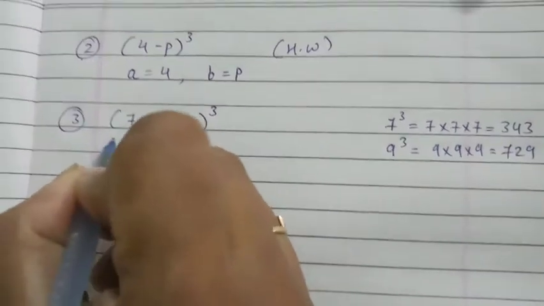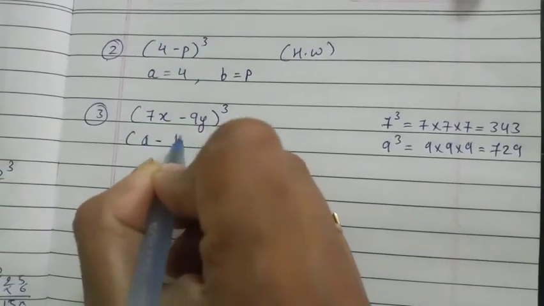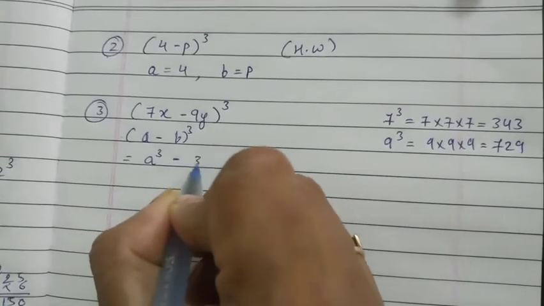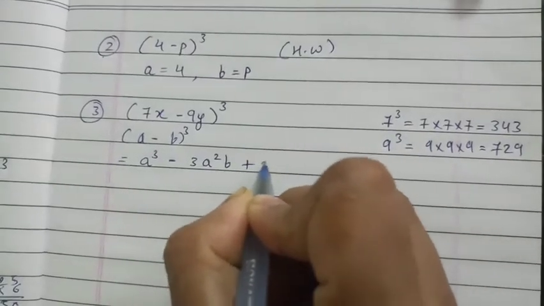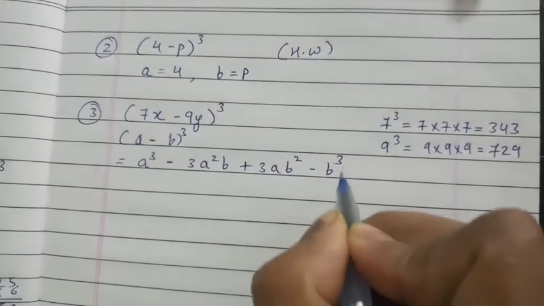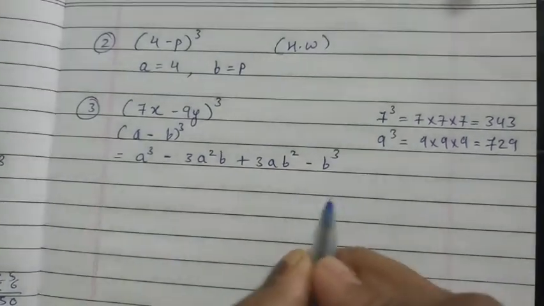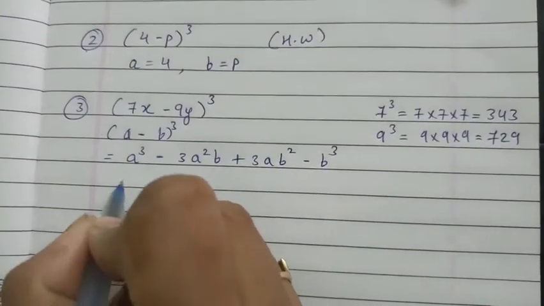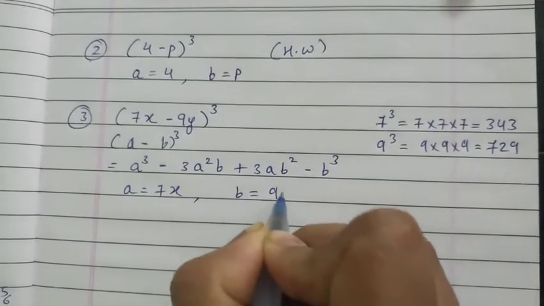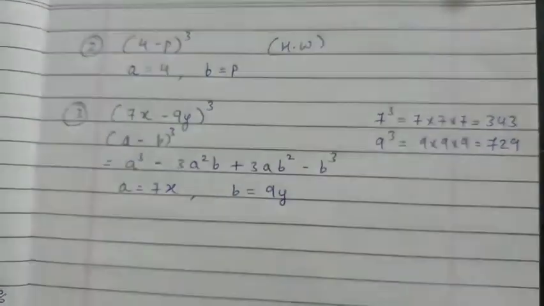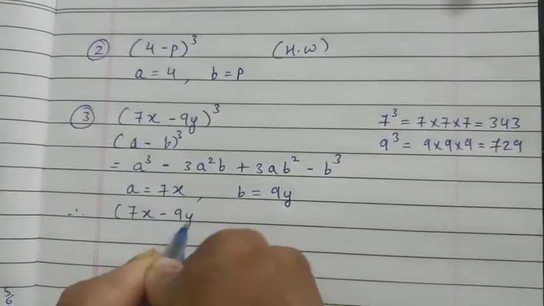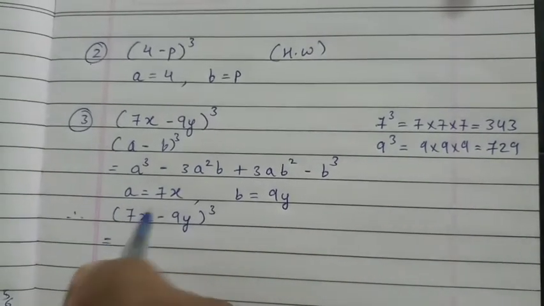Now we will put the formula. We have (a − b) whole cube equals a cube minus 3a square b plus 3ab square minus b cube. You have to learn the formula, students. Now compare the values. a equals 7x and b equals 9y. Now put the values in the formula. So we will have (7x − 9y) whole cube equals a cube.